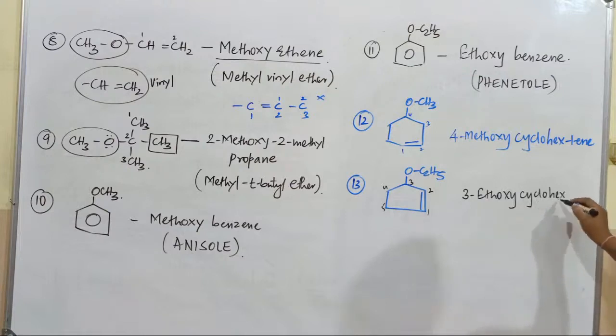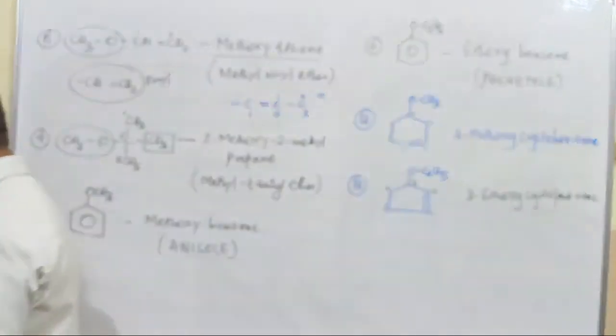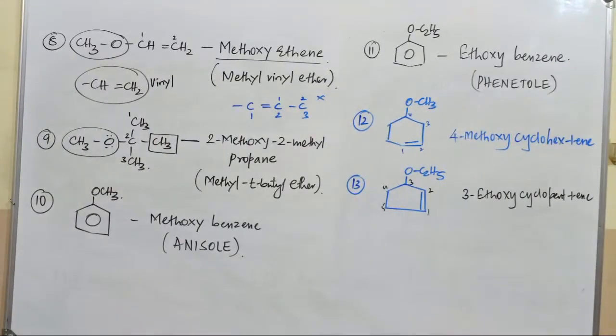Next, cyclohex. Sorry, cyclo. It's not hex. A 5 carbon atom chain is there, cyclopent-1-ene. So that is the IUPAC name of that particular ether compound. IUPAC name of ether.